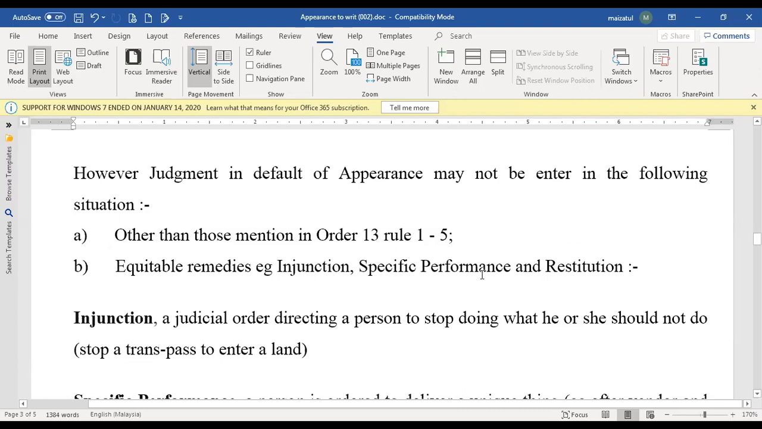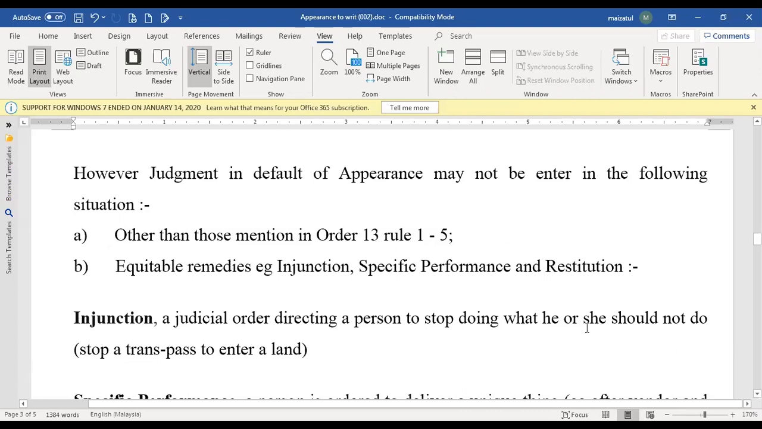But it is not in every action that a judgment in default can be entered. There are a few types of actions where you cannot just enter a judgment in default. Other than what is stated in Order 13, Rule 1 to Rule 5, you cannot simply file a judgment in default. Another type is the equitable remedy. Basically, equitable remedies are remedies such as injunction, specific performance, and rescission.